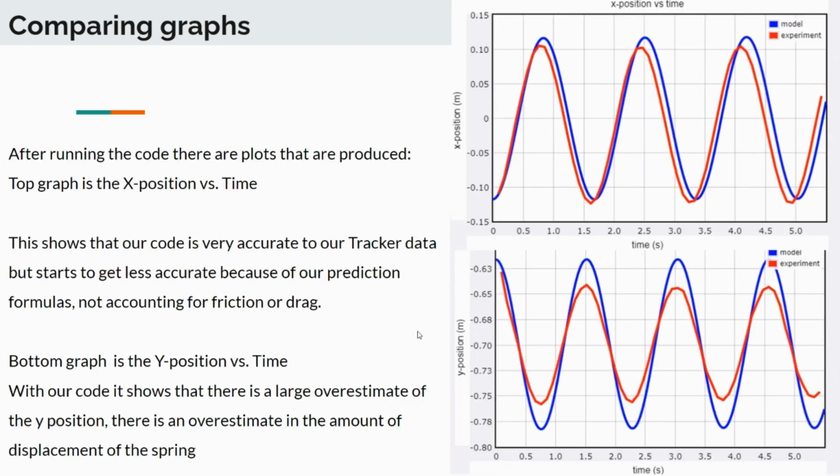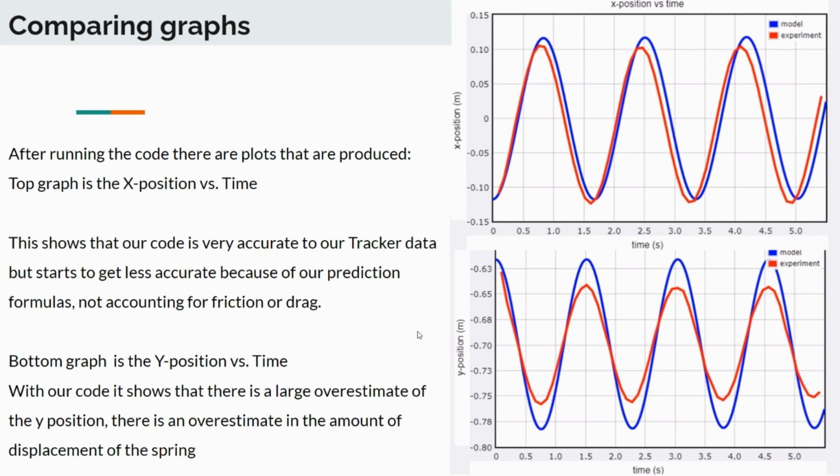Now, here's comparing the graphs. After running the code, there are two plots that are produced. One is the x position versus time, and the other is the y position versus time. On top, we have the x position versus time. This shows that our code is pretty accurate to our tracker data, but starts to get less accurate because of our prediction formulas. This is because we're not accounting for friction or drag.